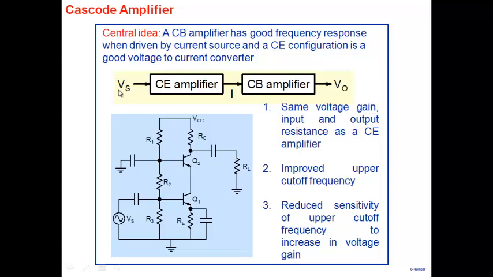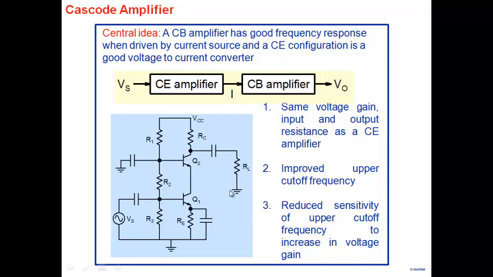So the strategy was, take a common emitter amplifier, use it to convert a voltage to current, and use that current to drive a common base amplifier. And that resulted in the Cascode amplifier that you see here. The Cascode amplifier has similar voltage gain, output resistance and input resistance as a common emitter, much improved upper cutoff frequency, and reduced sensitivity of the upper cutoff frequency to an increase in voltage gain.